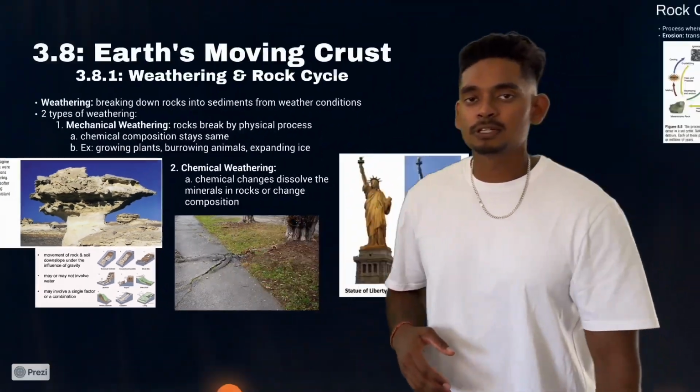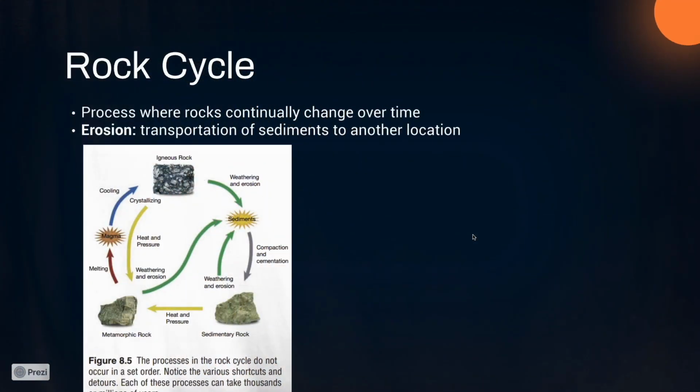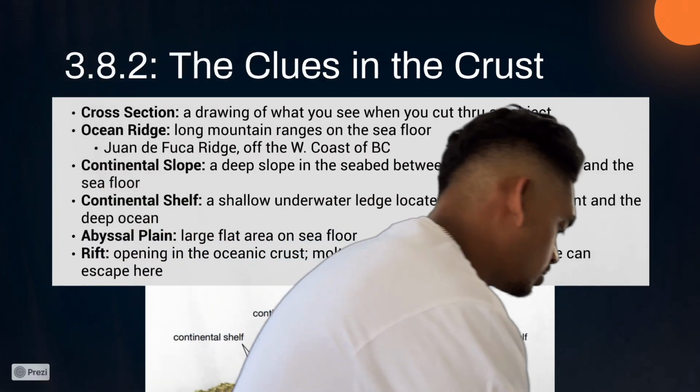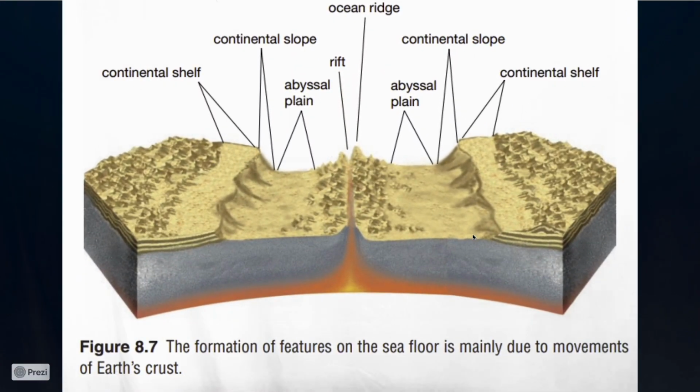All right, let's jump into 3.8.2, which is all about the crust and the clues that exist within them. First, let's go over some terms that you need to know. Cross section, which is a drawing or diagram where you see an object and its inside. Let's jump into the first cross section of the ocean floor of Earth. So here we have some terms.